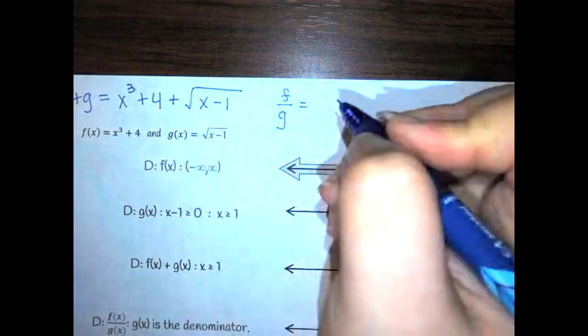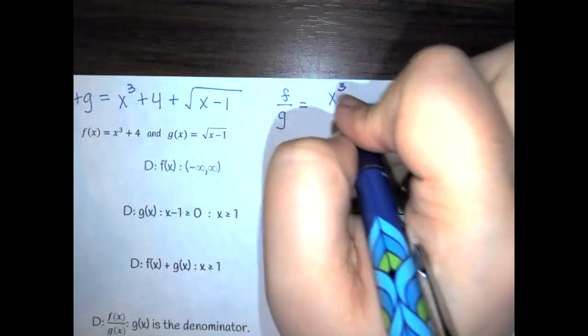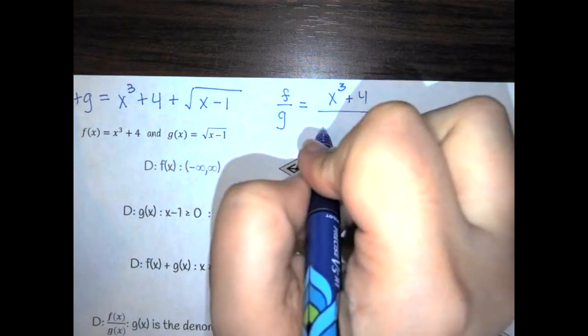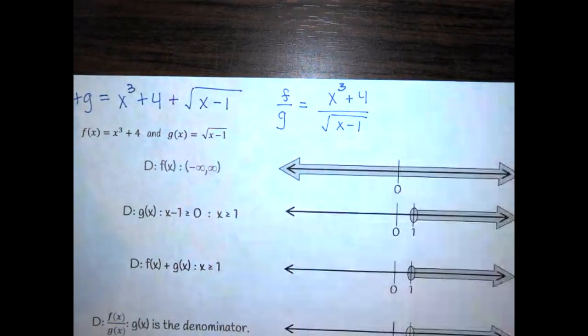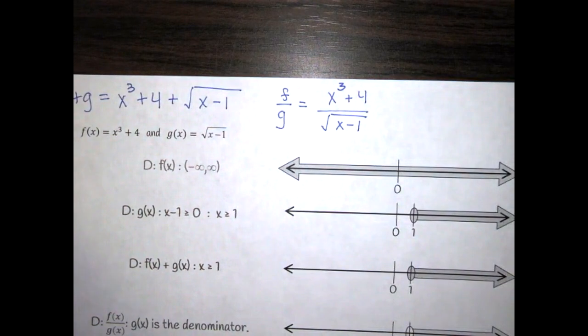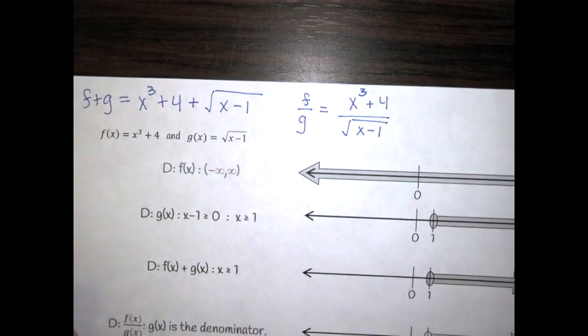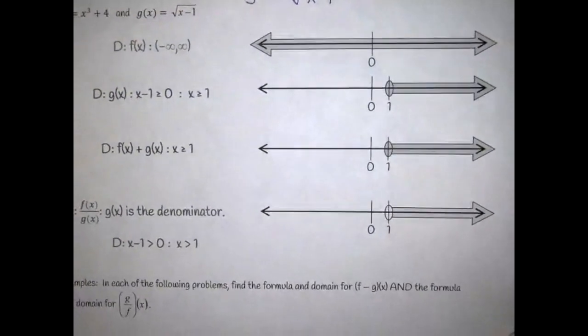F divided by g is going to be my f on top, which was x cubed plus 4, but in this case now we're going to divide it by g, so divided by the square root of x minus 1. Okay, so we have found f plus g, and we found f divided by g, so now we can find our domains.